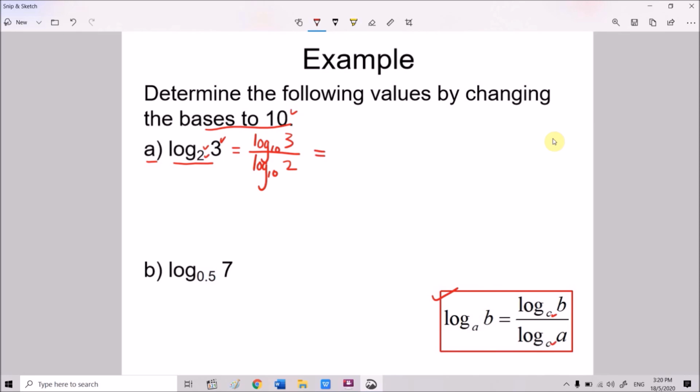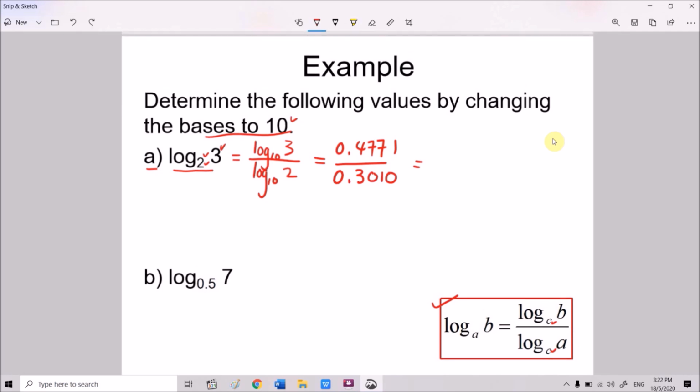Now we can use our calculator. If you have one with you, you can try. We try to find log base 10 of 3. How to use a calculator to key in this value, we already learned in the previous video, so I'm not going to cover it here. I just go straight to the answer. You get 0.4771. For log base 10 of 2, you get 0.3010. Then you just calculate the values.